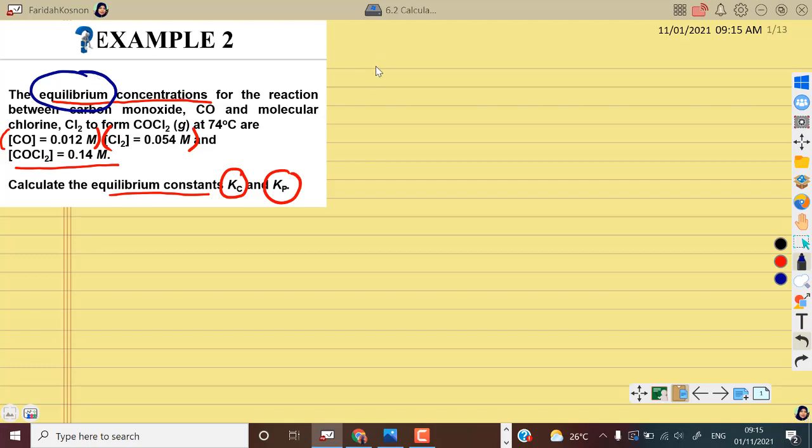So we have the reaction between carbon monoxide gas, okay, reacts with chlorine molecule Cl2, also in gaseous state. Okay, so these reactants react reversibly, secara reversible to form COCl2 gas. Alright, okay, so please check whether the equation balance or not. Okay, sekarang ni kalau kita lihat dia dah balance kan?